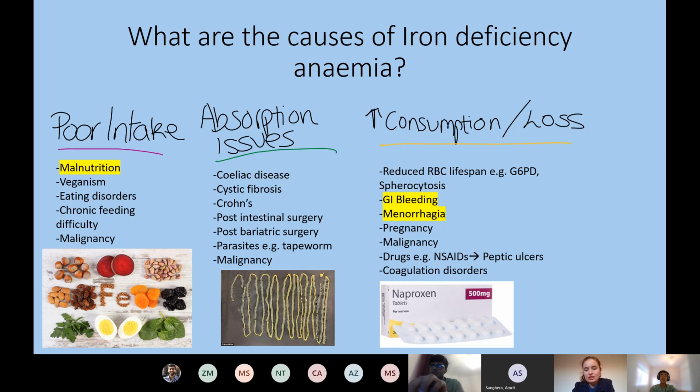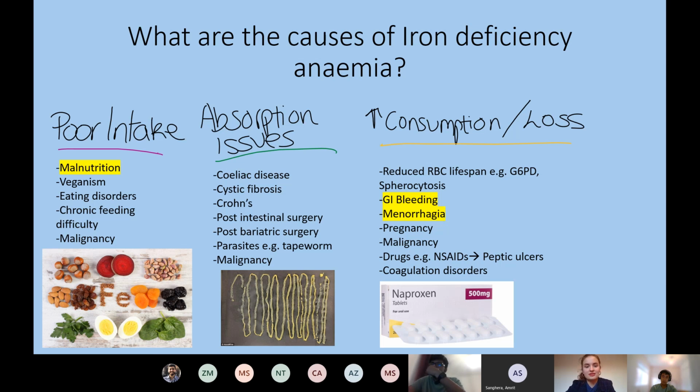And then anyone got any ideas for consumption or loss? There's two big ones. These are probably the commonest reasons that you'll get someone with iron deficiency anemia come in to your GP practice or to A&E. Yep, so heavy periods. So menorrhagia is probably the biggest. And then what's another sort of source of, so chronic kidney disease.